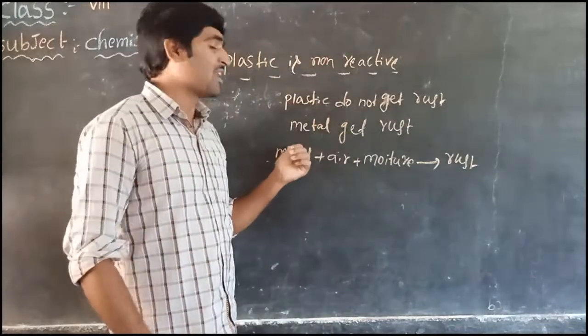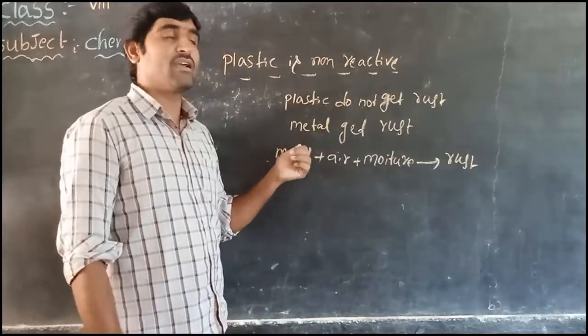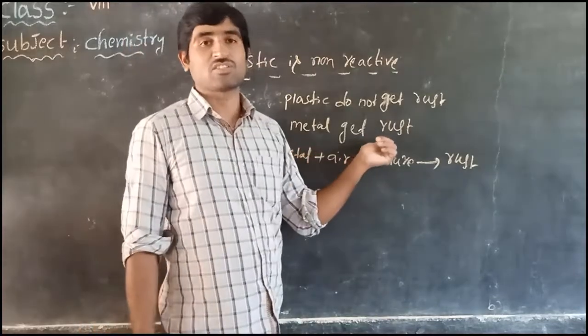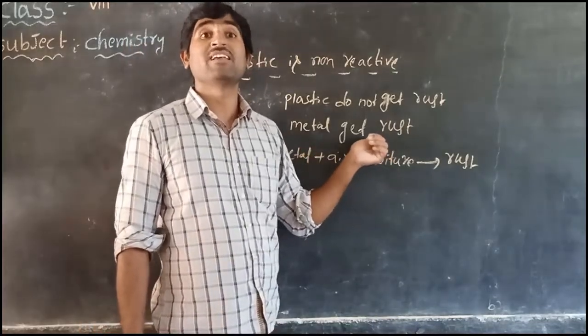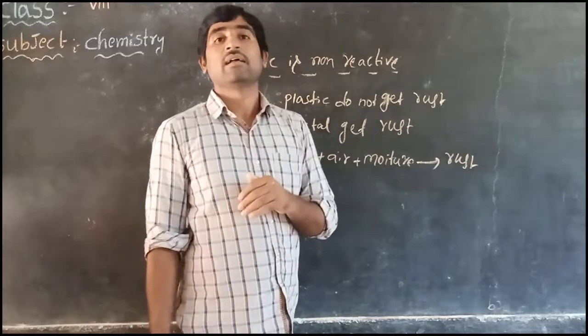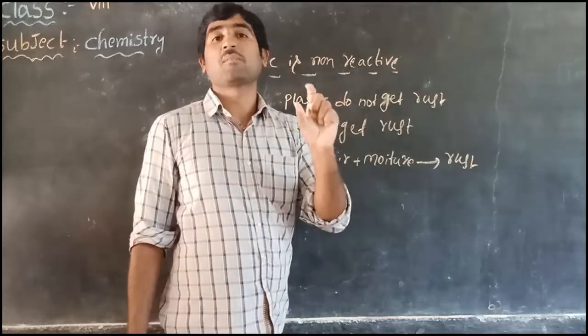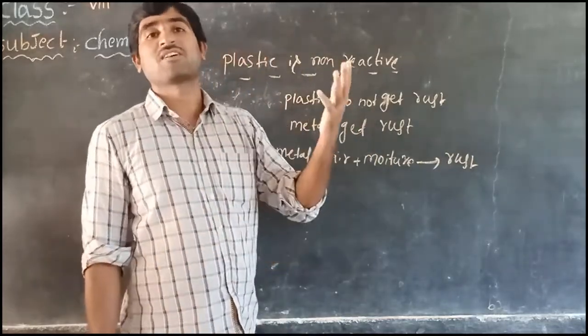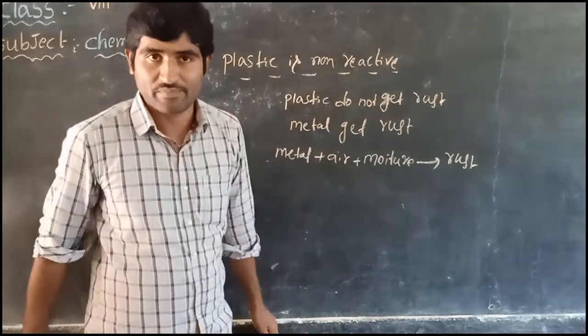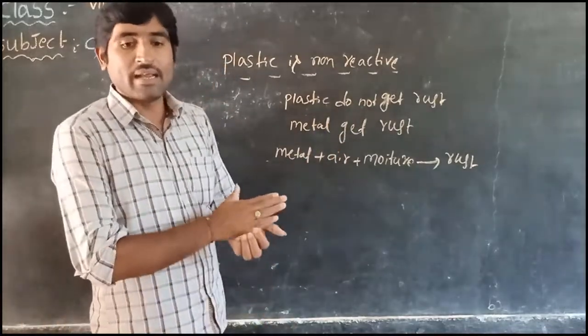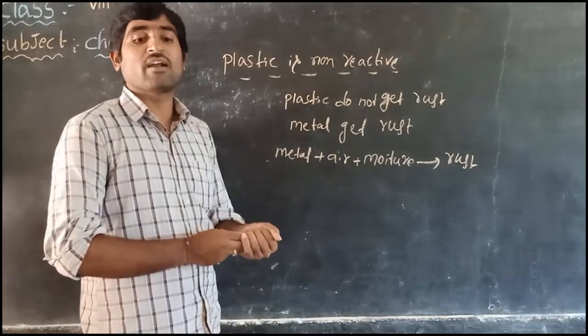On getting rust by the metals, what will happen? If the metal gets rust, the surface of the metal is going to be eaten and the strength of the metal is going to be decreased. After some days it is going to break. Understood, children? Yes.